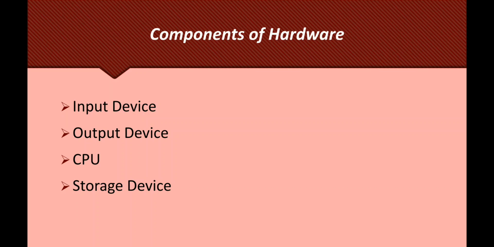Okay. And next one is your storage devices. Storage devices are the memory where the data is stored. Secondary storage is used to store programs and data for future use and safety. Whenever you want to retrieve the data, you can retrieve it from the secondary storage.